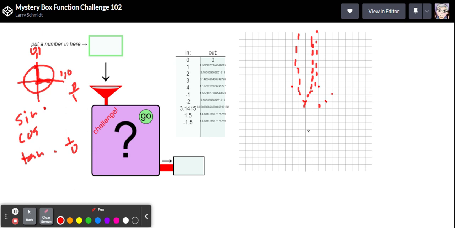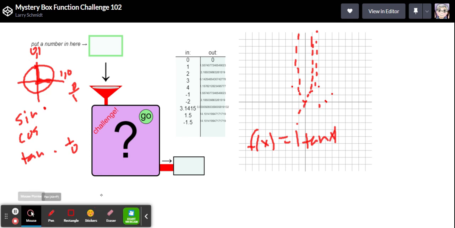So I don't think this is squaring because the shape looks right. It looks like this is the correct part of the tangent. So my guess is that this is f of x equals just the absolute value of the tangent. What that would do is take this, where normally the tangent would go down here, and just flip it up top, and then that would keep repeating as we go on. So I think that's what we've got going on, the absolute value of the tangent of x, that's my guess.